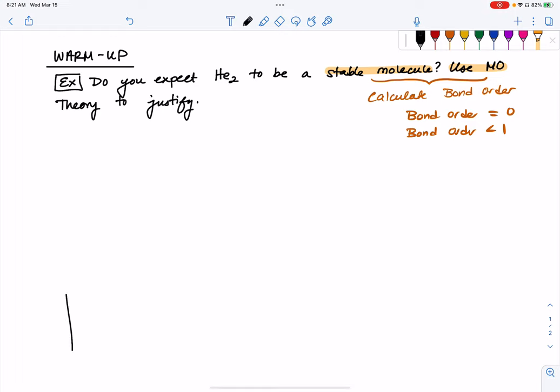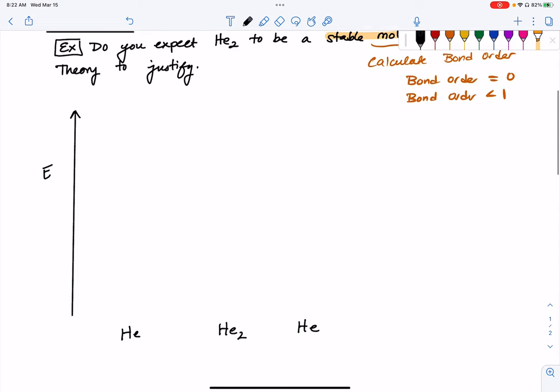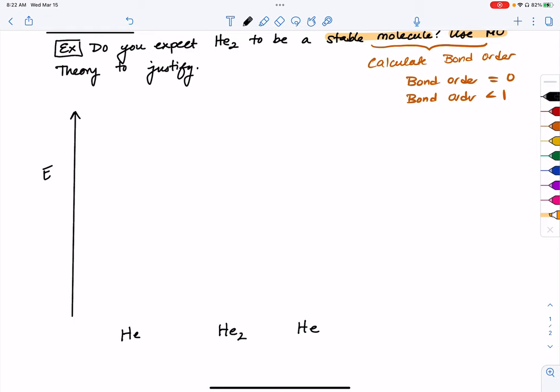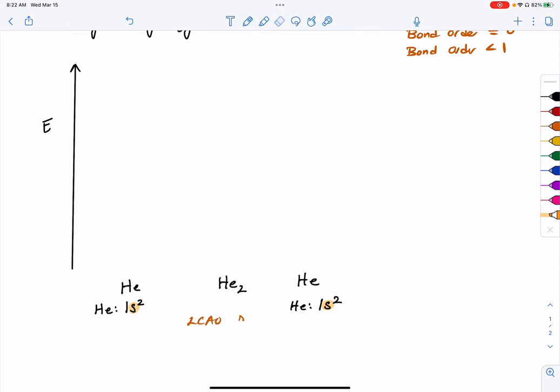So let's go ahead and draw our energy axis. Let's place our two atoms to be bonded together to the left and to the right, and then the molecule to be made in the center between them. And I again like to write my electron configuration underneath each of my atoms, just so that I'm super clear about what is going to be coming together in our combinations to form our molecular orbitals. So helium has an electron configuration 1s2. So I'm going to be looking at the linear combination of atomic orbitals for my s orbitals.